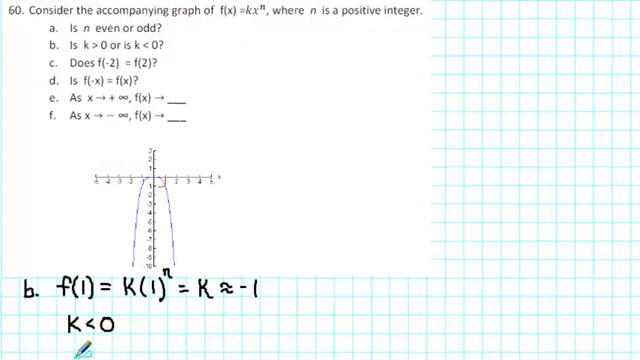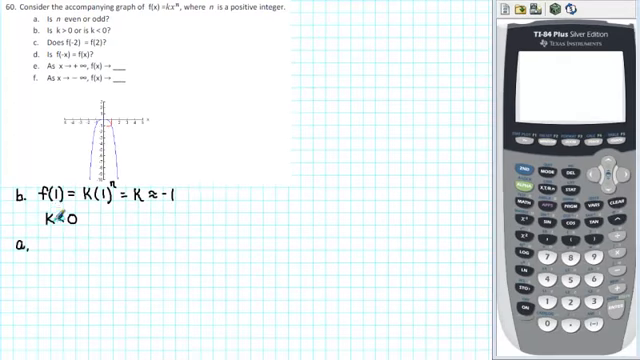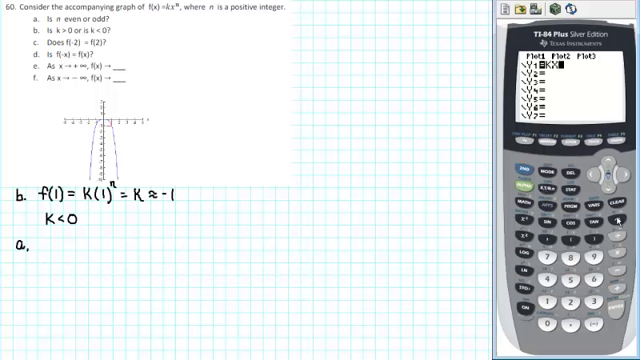Let's go back to part A. Is n even or odd? Let's use our calculator to explore. Go to y equals and enter k times x to the n. To enter k, use the alpha key. Alpha, k, and then times x raised to the n. Alpha, and then locate the letter n.